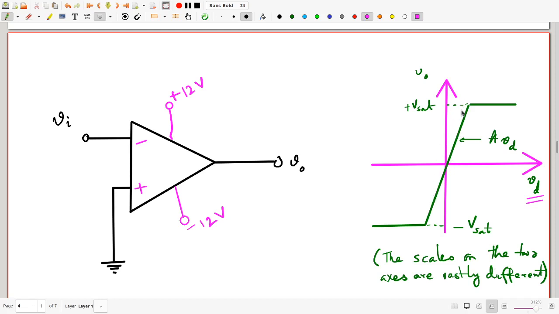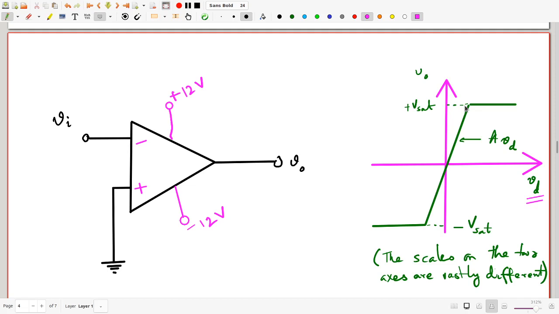Why does the linear region end? The answer is simple. Given the huge gain of the op-amp, even for rather small Vds, this formula for the op-amp, A Vd, will end up predicting huge outputs. But the output of an op-amp cannot be arbitrarily big.